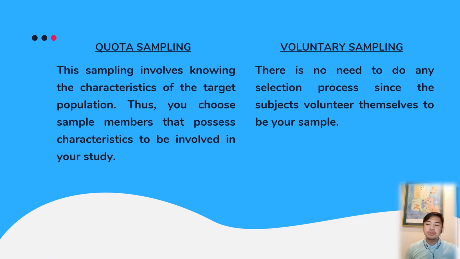Now, for the first two types of non-probability, we have here quota sampling and voluntary sampling. When we say quota sampling, it involves knowing the characteristics of the target population. So you choose sample members that possess characteristics to be involved in your study. If they do not meet those characteristics or criteria, then they won't be qualified. They won't be selected as your respondent. So they must meet several characteristics or criteria. That's what we call quota sampling.